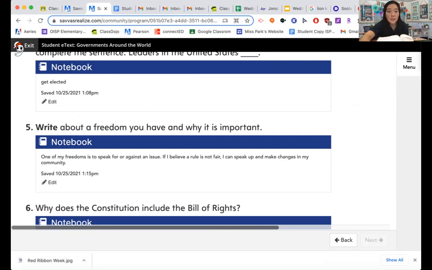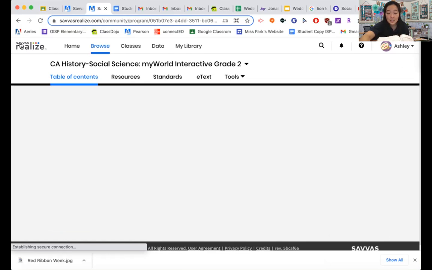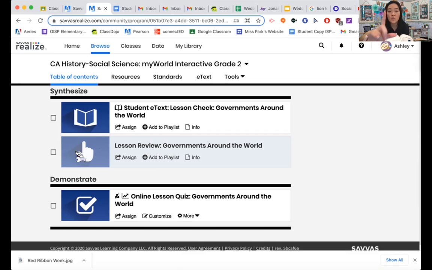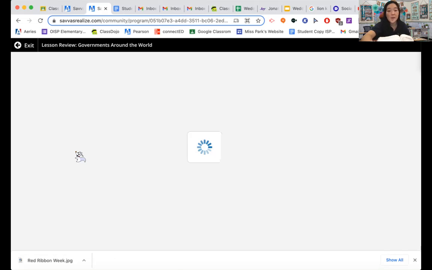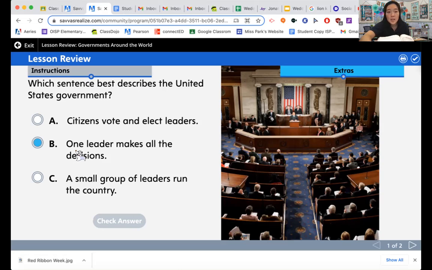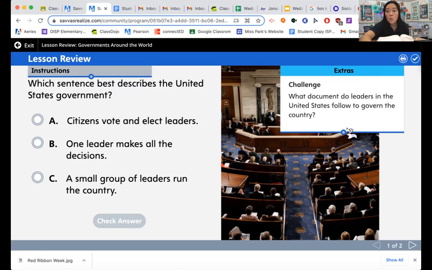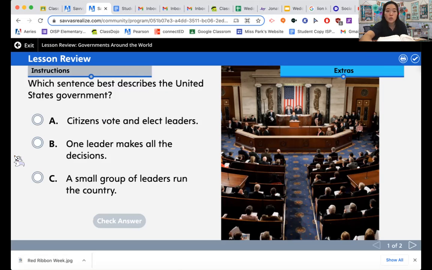What I'm going to do now is click exit. And then what I'm going to look at now is our lesson review, which is this finger that is pointing up. Okay, here we go. Instructions. Choose the best answer to each question. What documents do leaders in the United States follow to govern the country? Which is our Constitution.